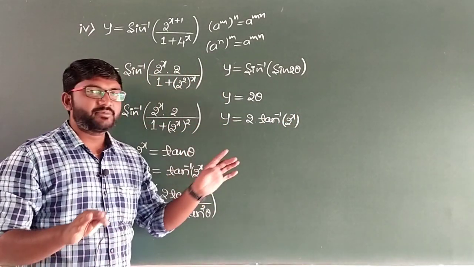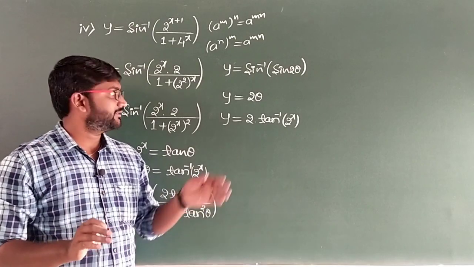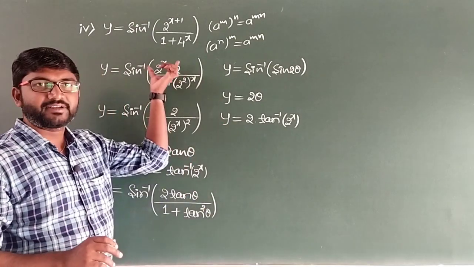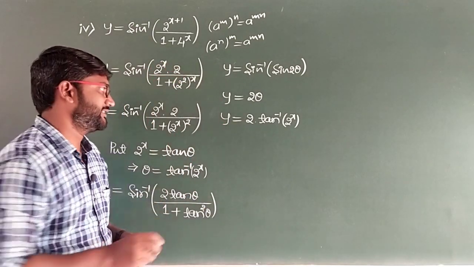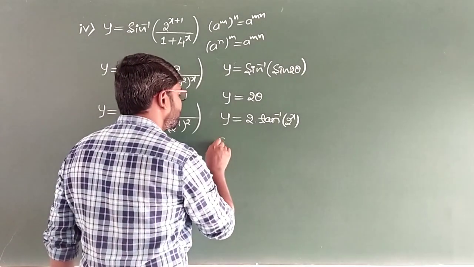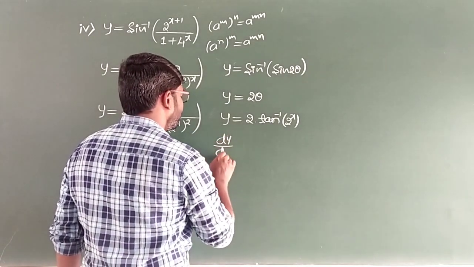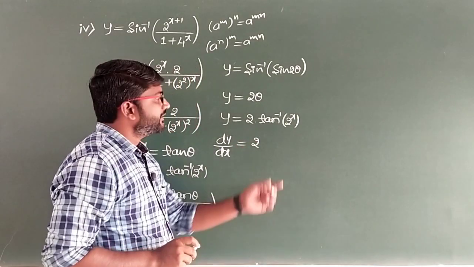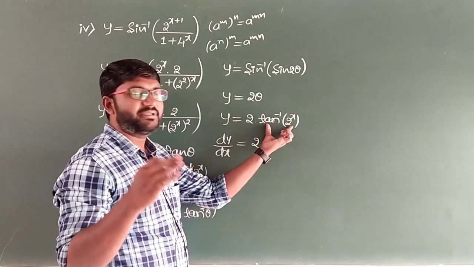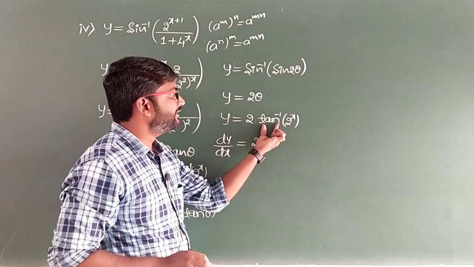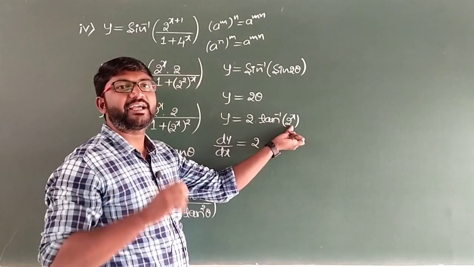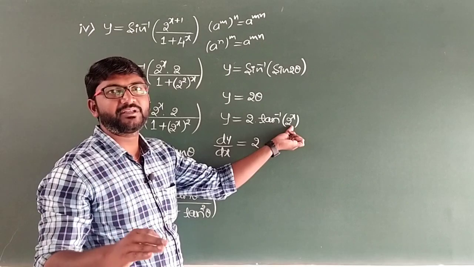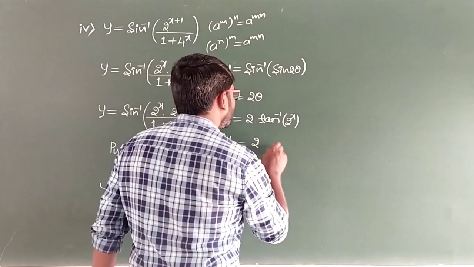So till here we have not yet taken the differentiation. We have simplified the given function. Now we are actually going for the differentiation. Differentiate with respect to x. We get dy by dx which is equal to 2, a constant, write it as it is. Now we will have to take the derivative of this by making use of the chain rule. The derivative of tan inverse x will be 1 divided by 1 plus x square.